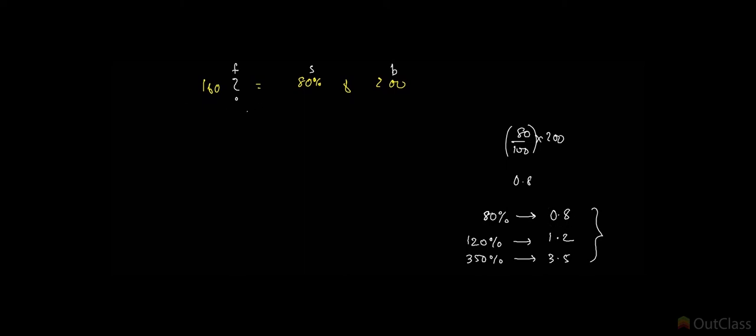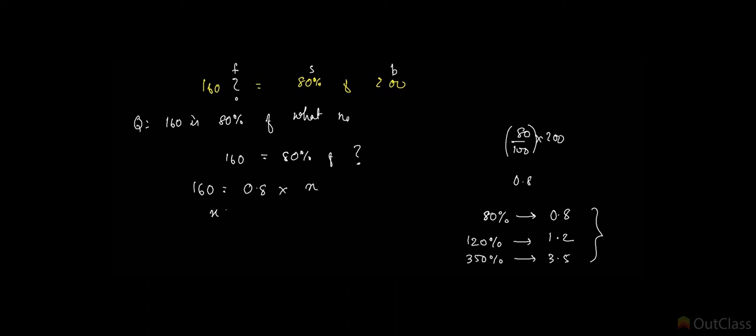Anyways, let's go back to this. Now, the question that was given earlier was, what is 80% of 200? But I could also ask you, 160 is 80% of what number? It's the same thing, but I've just written 160 is 80%. I've just changed the unknown, right? So just write the equation. 160 is equal to 0.8 into x and solve for x. When you solve for x, you will get 160 by 0.8, which turns out to be 200.